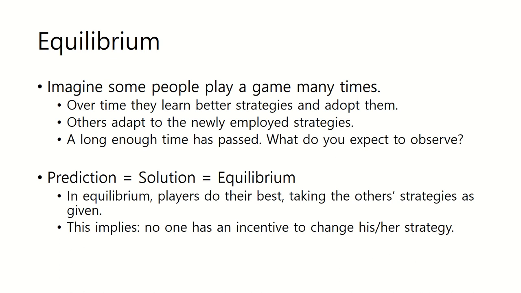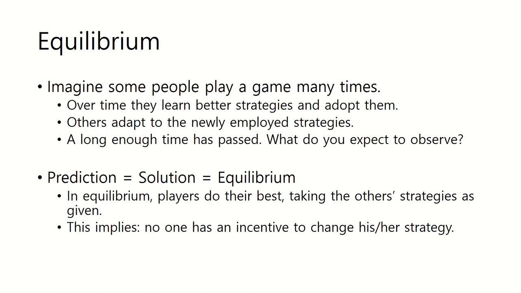So we will observe such a state or situation for a long time. So if we randomly pick a time and observe the interaction of people, then it is very likely to observe people playing an equilibrium, which means the situation where everybody does their best, taking the other strategies as given. So in equilibrium, no one has an incentive to change their strategy, so the situation is stable. It doesn't change much, it persists. So we will observe such a situation with very high probability. That's why we will call it a prediction of the model.